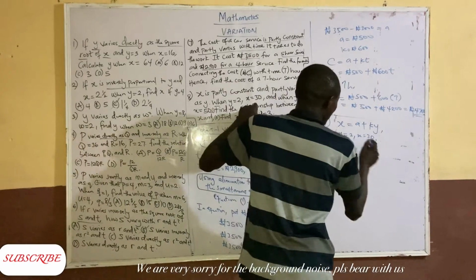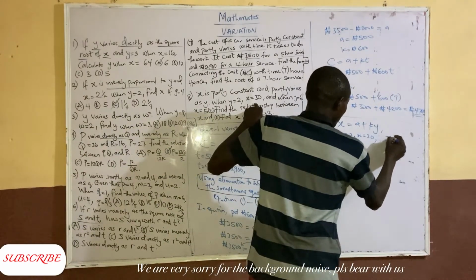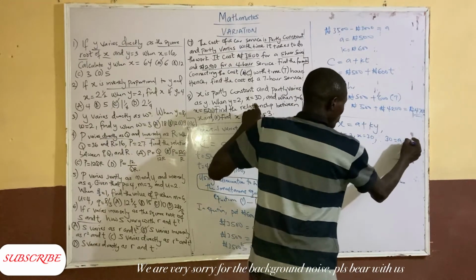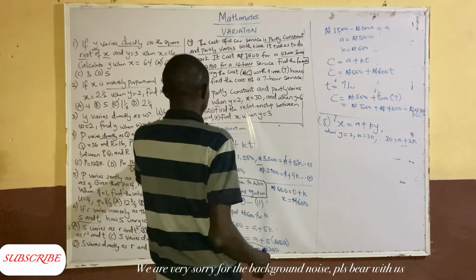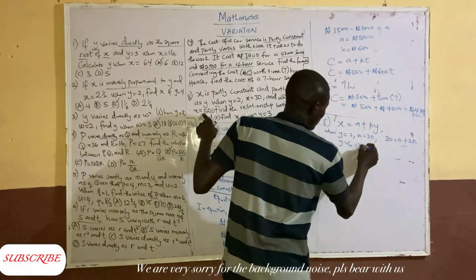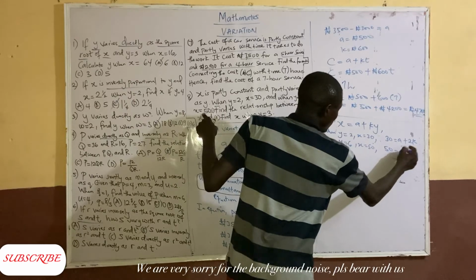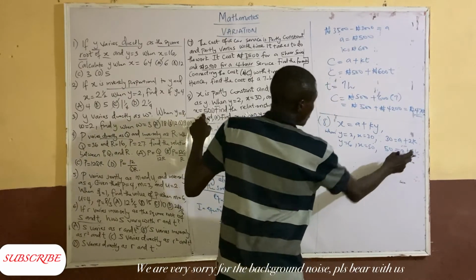So what will this one become? This one will now become 30 equal to A plus 2 times K, that is 2K. Now when Y equal to 6, X equal to 50. So the equation is 50 equal to A plus 6K.